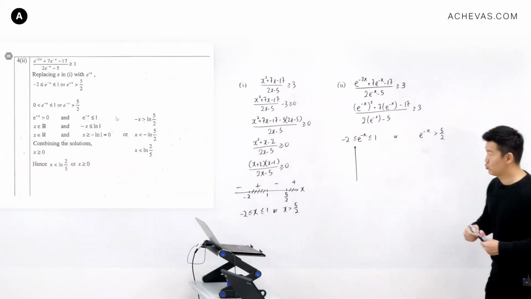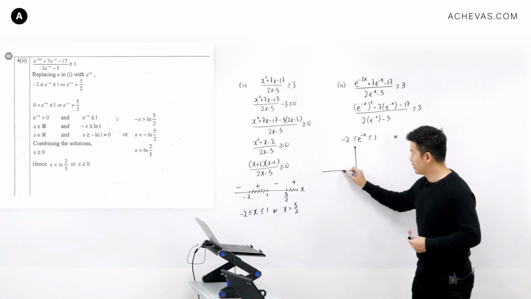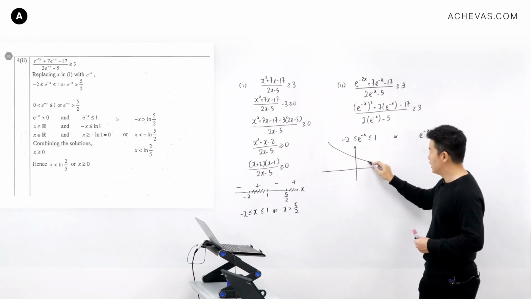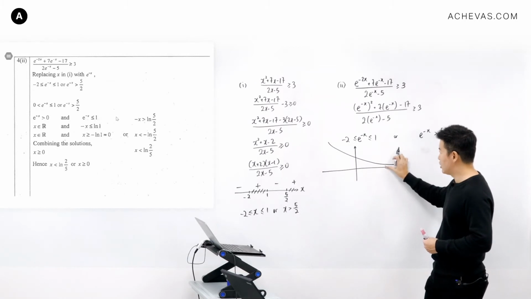What will happen if I were to draw a graph? If I were to draw a graph, even if I don't remember it, I can still depend on my GC. And I'll get a graph that is like this. It has a horizontal asymptote.